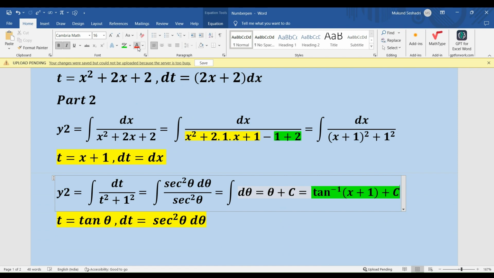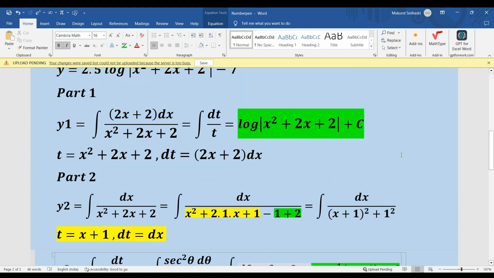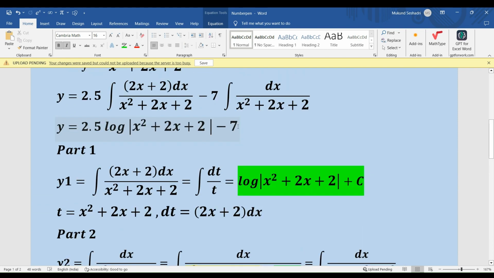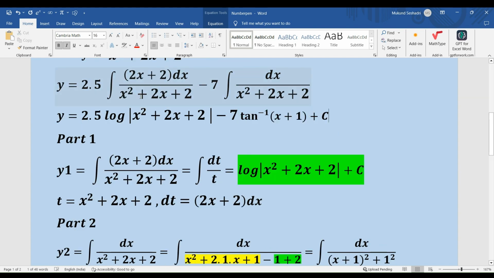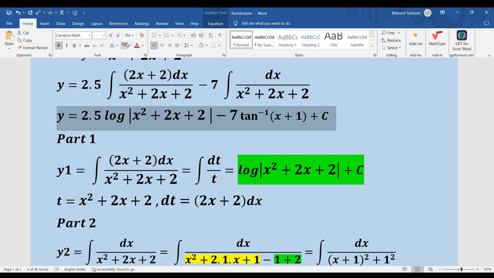Let me highlight that in green as well. So all that we need to do is replace it with tan inverse of x plus 1 plus c. So there we are. Our answer to this problem is 2.5 times log of mod of x square plus 2x plus 2 minus 7 times tan inverse of x plus 1 plus your constant c, right? So let me highlight my final answer in pink.